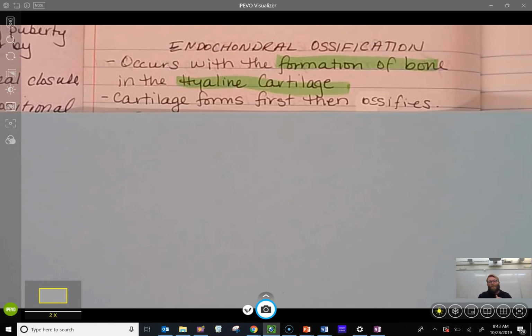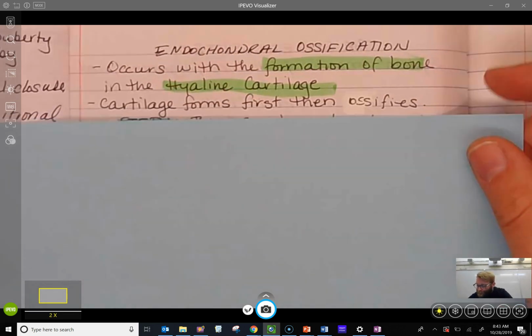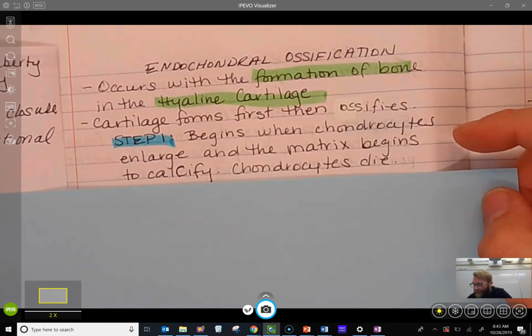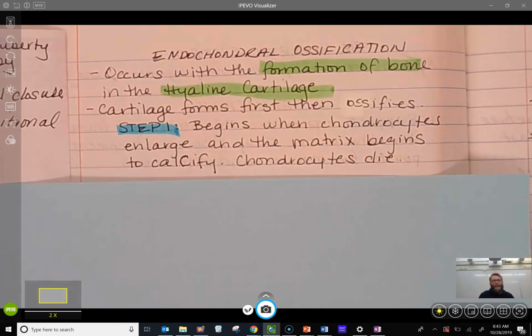So the matrix starts to convert from this kind of liquidy ground substance to this really hard, calcium phosphate-rich ground substance. Okay, so there are 5 steps that happen here. The first thing that happens is your chondrocytes initially start to grow in size. They get bigger, which pushes out the lacunae a little bit, and the matrix begins to calcify.